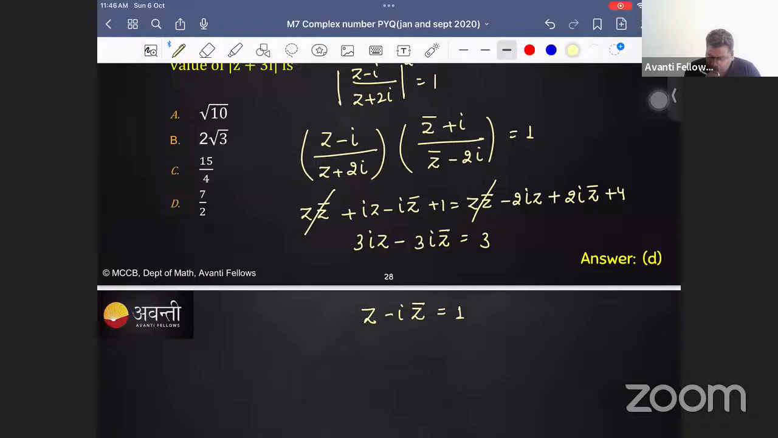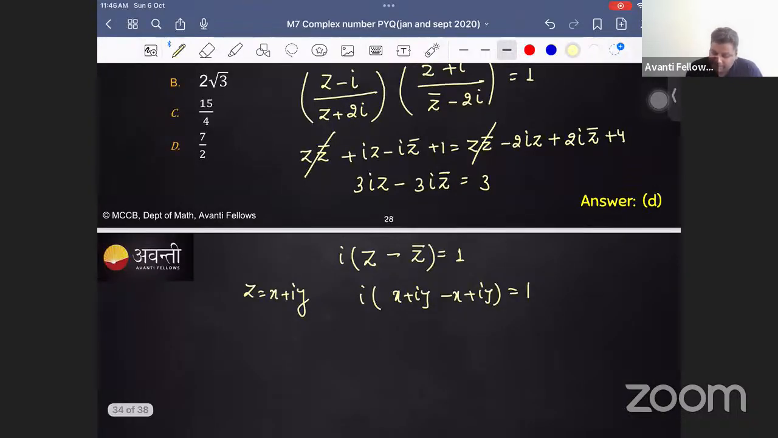Just a moment. Iota also cancelled. So it is (z minus z bar) times iota is equal to 1. Now, if z is equal to x plus iota y, that means x plus iota y minus x plus iota y is equal to 1. X cancel. So 2 iota square y is equal to 1. So y came minus 1 by 2, because iota square is minus 1.